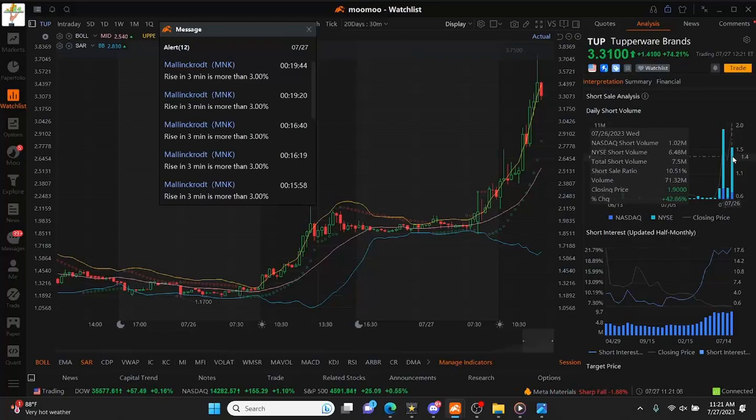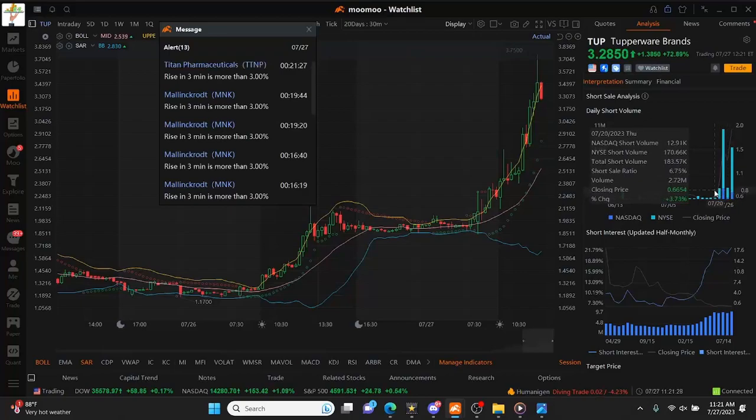But as you guys can see here, yesterday's short sale analysis coming in aggressive, very aggressive, 10.51%. Anything above 8%, we consider an aggressive short sale ratio, 9.54 here. We do see 7.64, 7.83. This was during the high volume trading days.